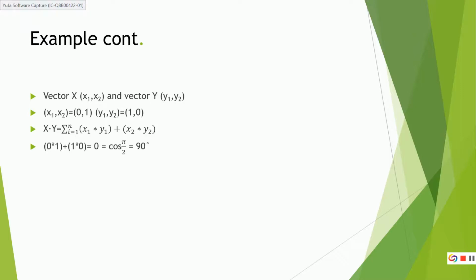So we have vector x and vector y, which we assign values (0, 1) and (1, 0). If we solve our dot product between them, we get 0 times 1 plus 1 times 0, which is equal to 0, which is equal to the cosine of pi over 2, which is 90 degrees, which is the angle we would expect for two lines with the coordinates (0, 1) and (1, 0).